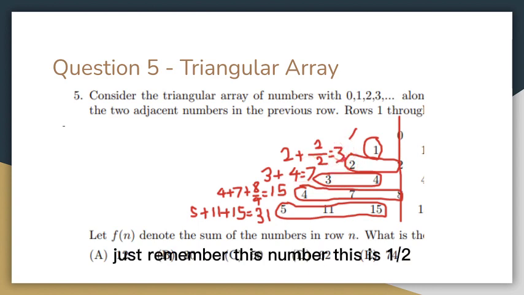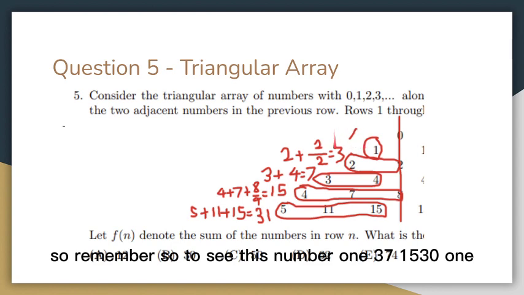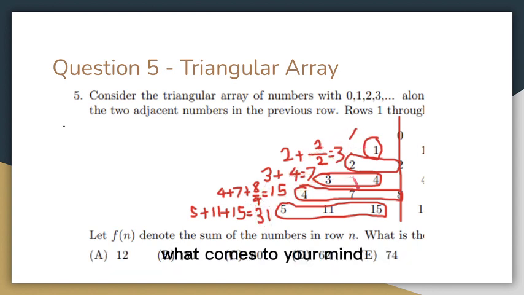Just remember this number. This is a half number. And then 3 plus 4 is 7. 4 plus 7 plus 8 halves is 15. 5 plus 11 plus 15 is 31. So remember, just see this number: 1, 3, 7, 15, 31. So what comes to your mind?